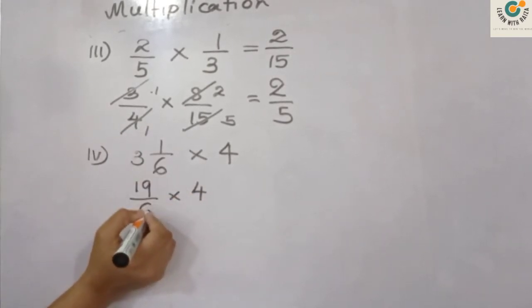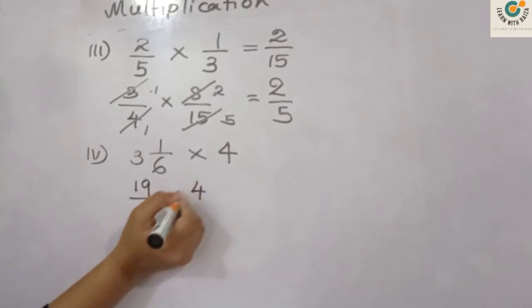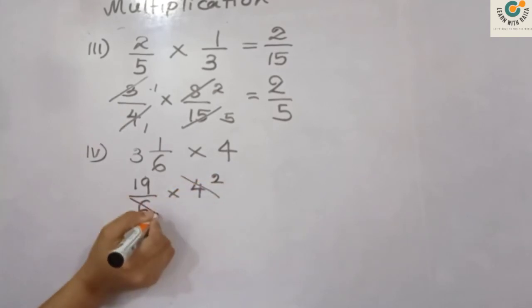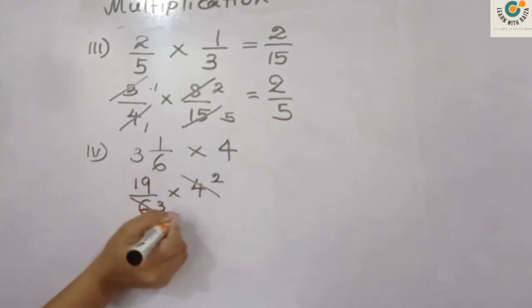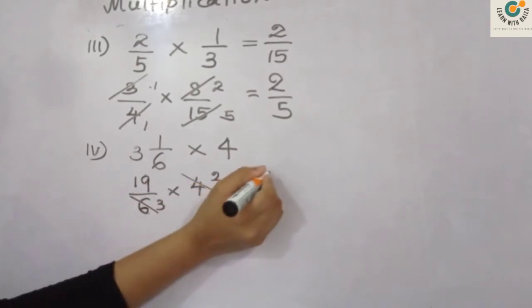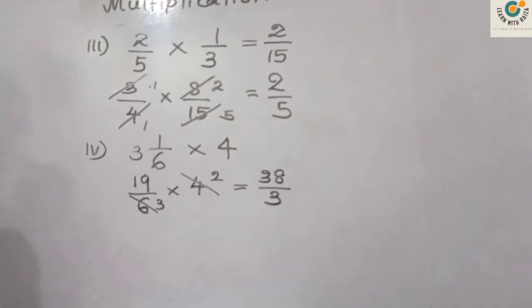So check whether you can divide this way and this way. Right, I can divide this way. Both are multiples of the 2 times table. 4 divided by 2, 2. 6 divided by 2, 3. Any other ways? No. So we'll go to multiplication. 19 multiplied by 2, 38, over 3. But this is not the answer.